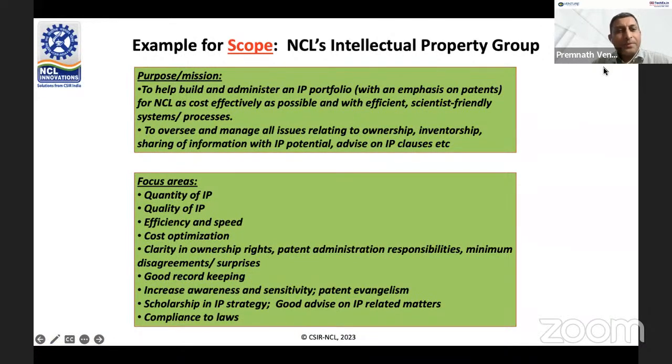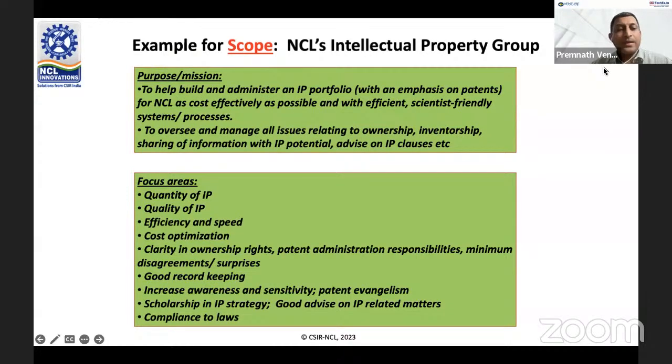So here is an example of the scope of what NCL's intellectual property group does. So I'm using that as an example. Around 2007-8, we rethought of what we should be doing with NCL. So I'm just sharing some of those principles. So the purpose here as listed is to help build and administer an IP portfolio with, of course, an emphasis on patents, because that's the large chunk of the work for NCL, as cost effectively as possible and with efficient scientist-friendly systems and processes. So this is the first part. I want to point you to a few things here. First is administer an IP portfolio. There is cost effectiveness that's important in terms of how you manage your costs.